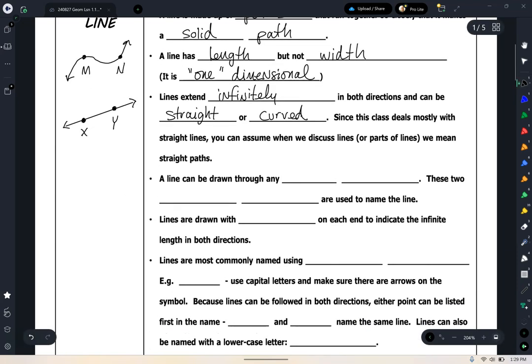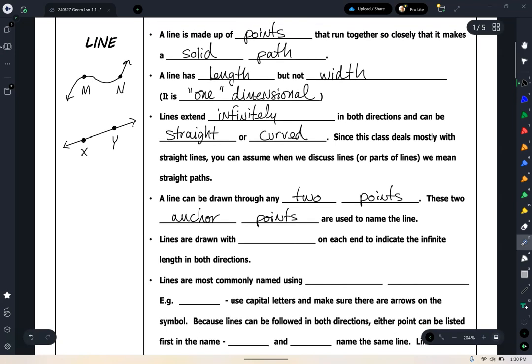All right. So a line can be drawn through any 2 points. And these points I like to call anchor points. They anchor our line in place. And we use those points to name a line. Okay, so you can see I have these 2 points on my curved line up here, and I have these 2 points on my straight line over here. And lines are drawn with arrows on both ends to indicate the infinite length in both directions.